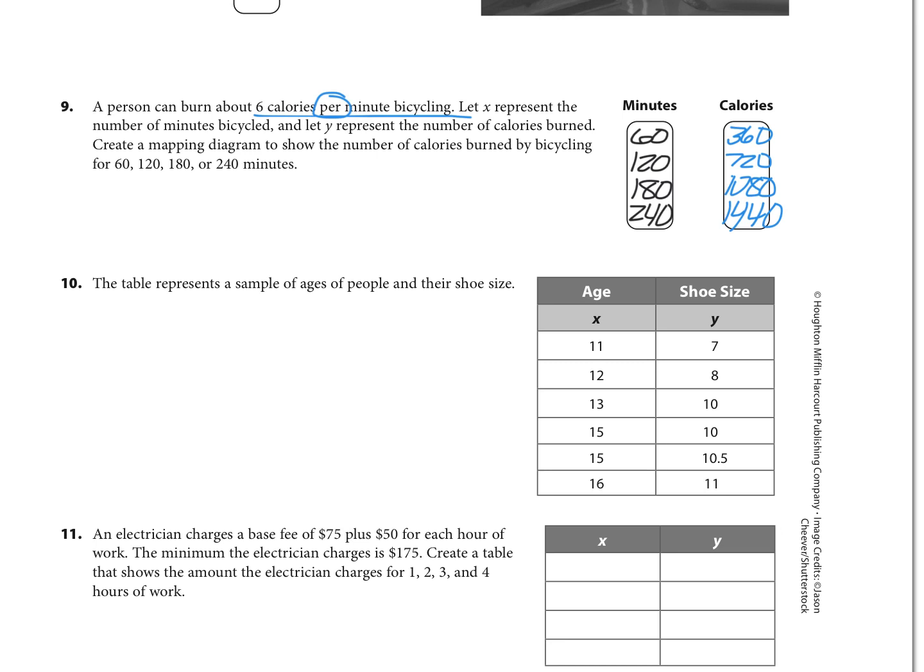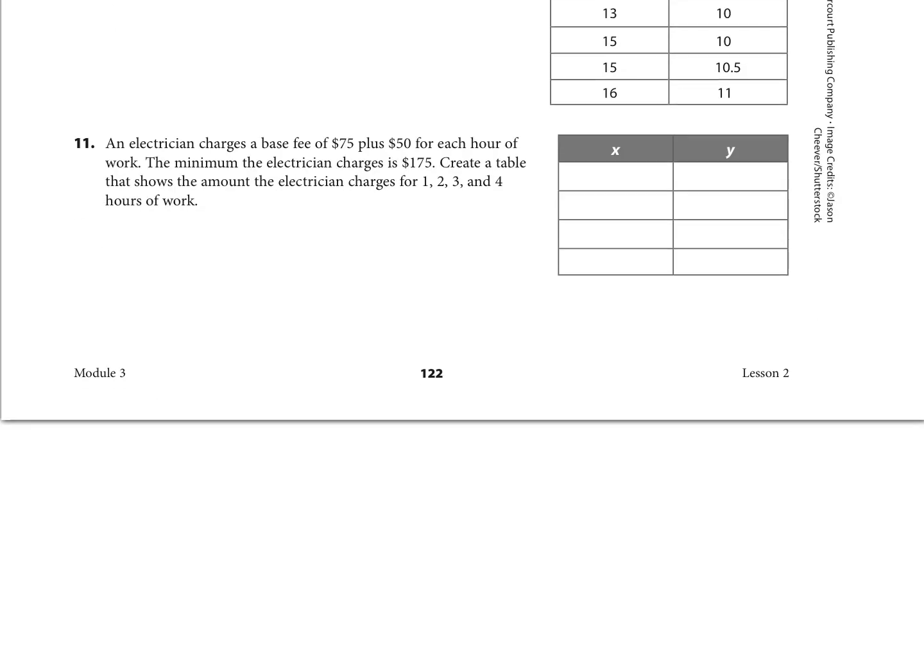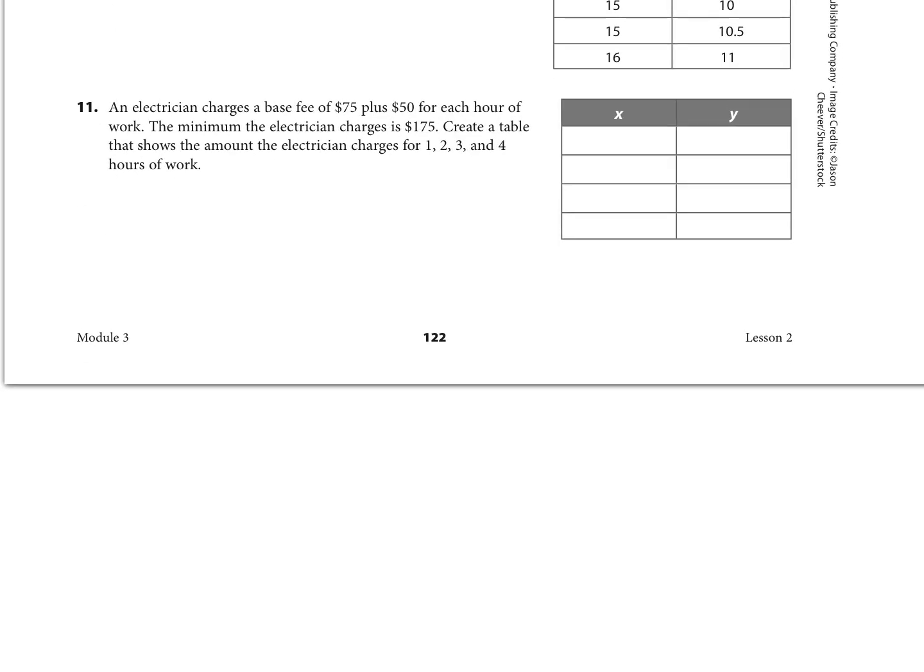Okay, let's go to problem number 11. I'll scroll down a little bit here. An electrician charges a base fee of $75 plus $50 for each hour. That's like $50 per hour. So again, that's kind of like our slope, and again, we'll talk about this more. The minimum the electrician charges is $175. Create a table that shows the amount the electrician charges for 1, 2, 3, and 4 hours of work.